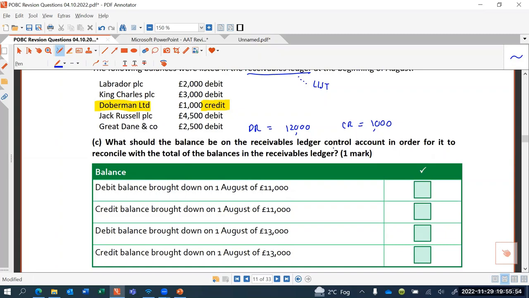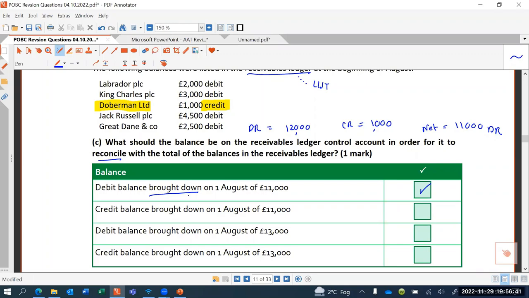So the balance on the receivables control account, in order for it to reconcile with that list, would need to say, overall, I'm looking at an 11,000 debit balance. And that would be the balance brought down on the 1st of August. Okay. Is that clear with everybody? You see what we're doing with that credit balance? We're recognizing it's not the same as the others. I've got a whole list of people that owe me money and then one person that's maybe paid twice. So I actually ended up owing them. So I've got to net them off with one another.